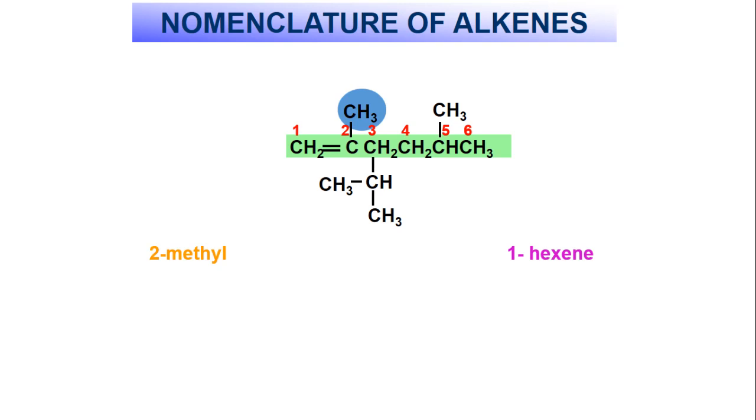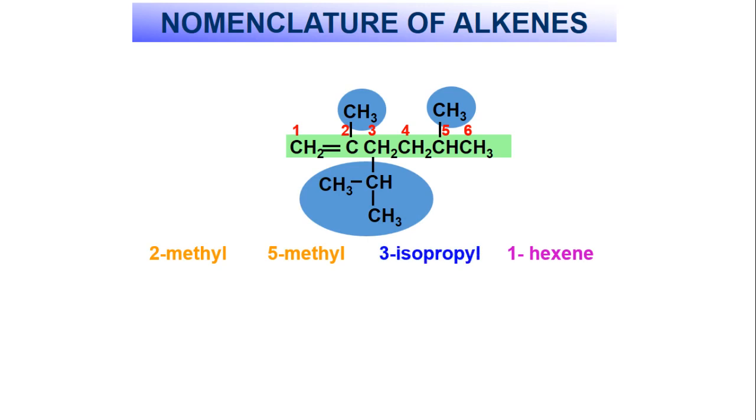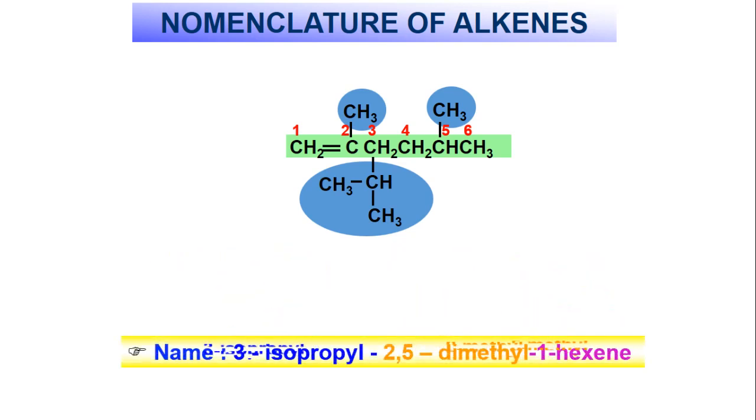So we have 2-methyl, then we have another 5-methyl, then we have isopropyl. So we have 3-isopropyl. So what will be the name? The name will be 3-isopropyl-2,5-dimethyl. Okay, so we need to arrange the branches according to the what?